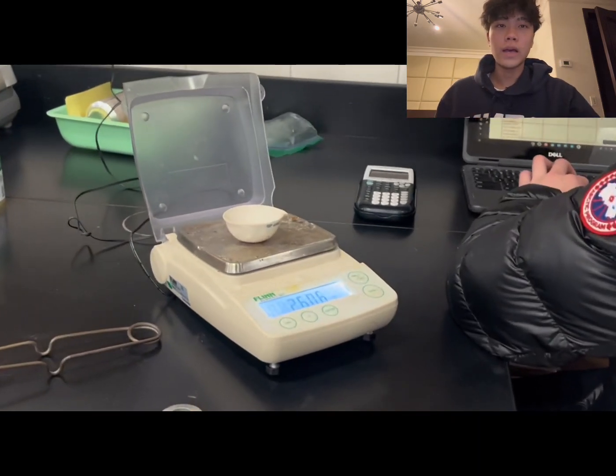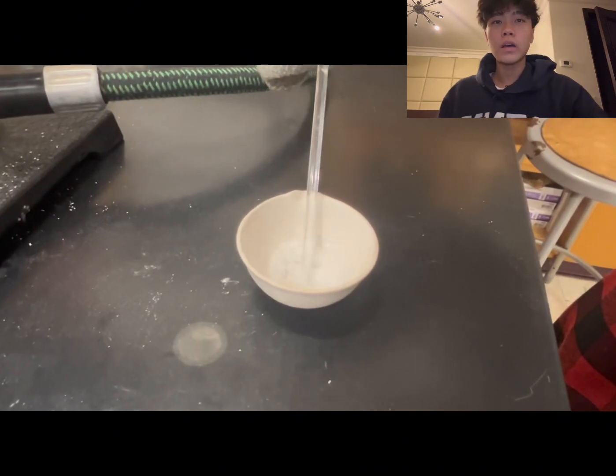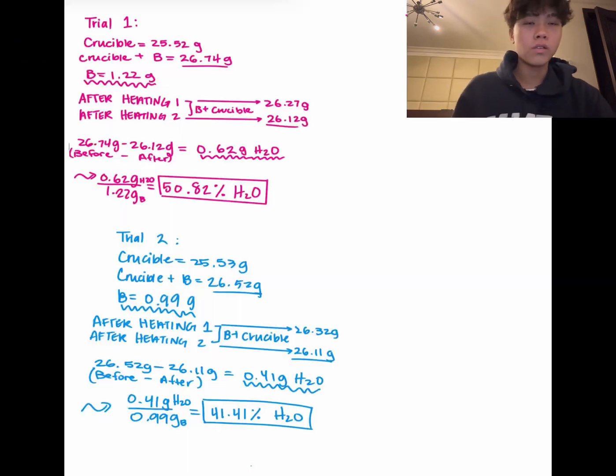As for the trends and patterns, we saw that heating always made the hydrate lose water. The amount of water lost matched the percent of water in the hydrate. And trial 1 showed more water loss than trial 2, which could have meant that we didn't heat trial 2 as much as trial 1, or that the samples that we had were a little bit different.